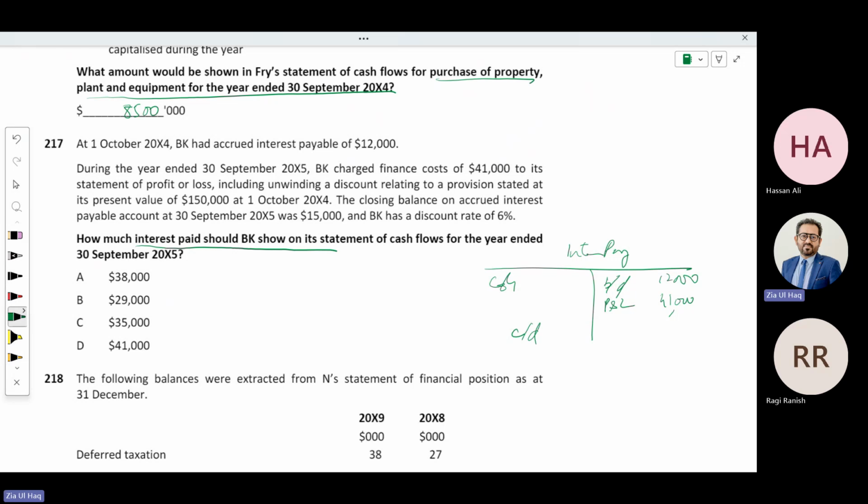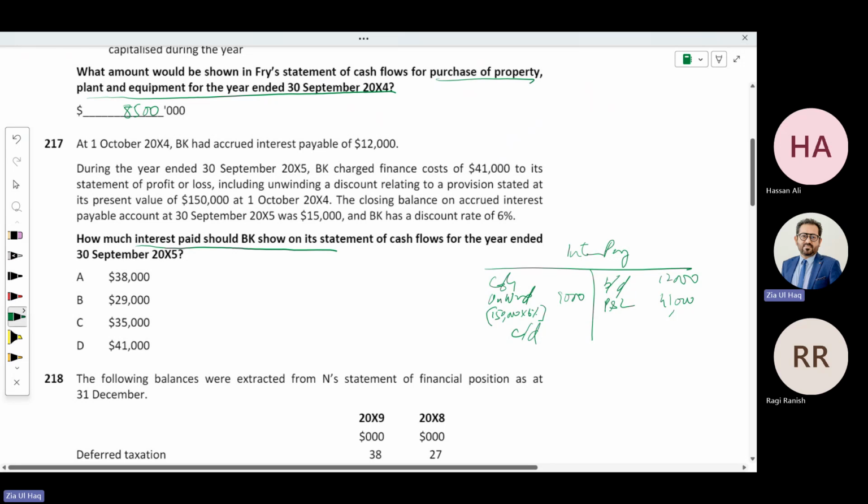But unwinding of discount should be calculated using the interest rate. That should be charged to provision. In this 41, that provision interest is also included. This means that we need to deduct from this. That is what, 150,000. Is there any interest rate given? How much is that? 9,000.